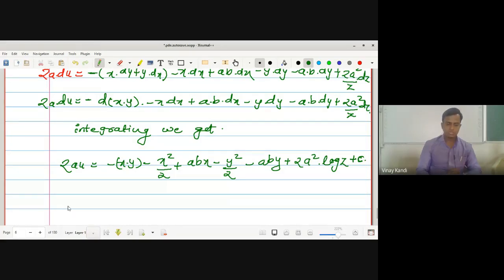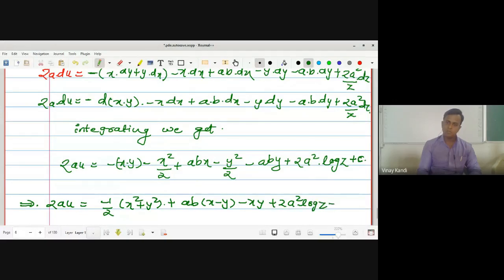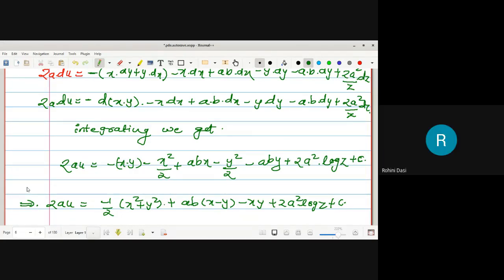Okay, so this is the required complete integral. Simplify: 2au is equal to minus 1 upon 2 (x square plus y square) plus ab into (x minus y) minus xy plus 2a square into log z plus c. So this is the required complete integral of the given partial differential equation. Okay, any doubt? No, sir.